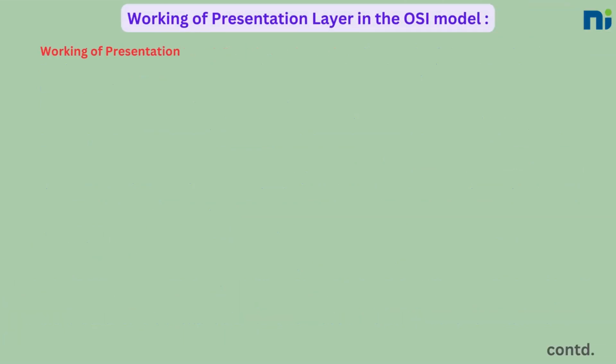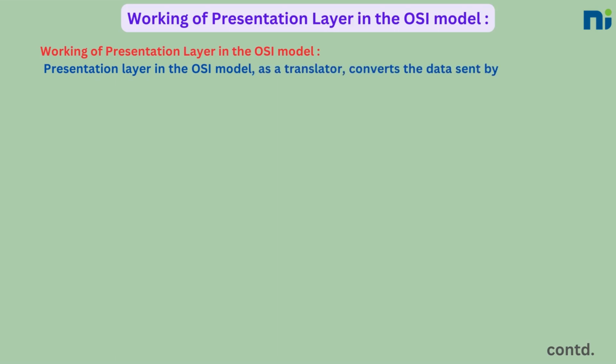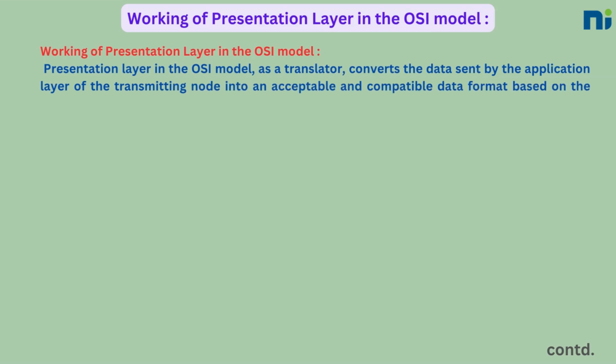Working of presentation layer in the OSI model. Presentation layer in the OSI model, as a translator, converts the data sent by the application layer of the transmitting node into an acceptable and compatible data format based on the applicable network protocol and architecture.